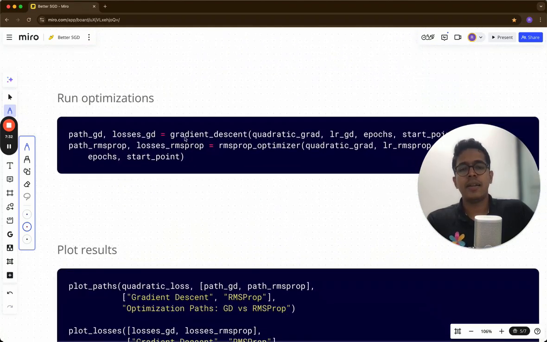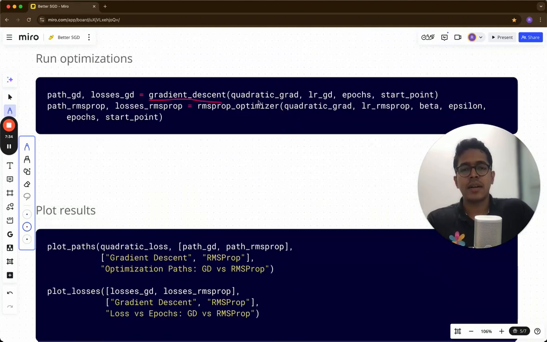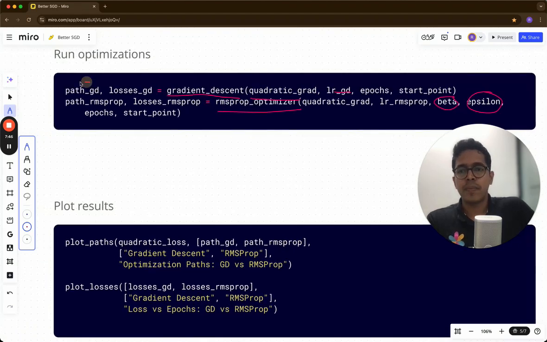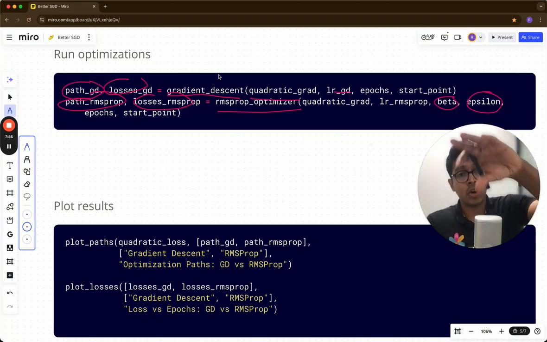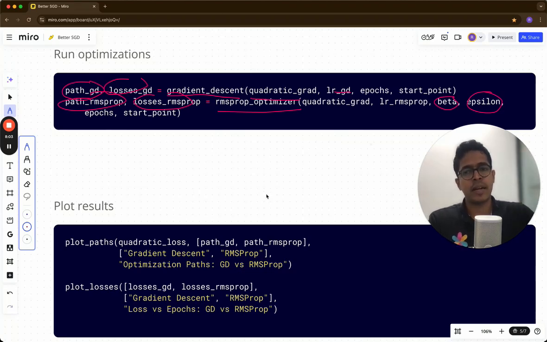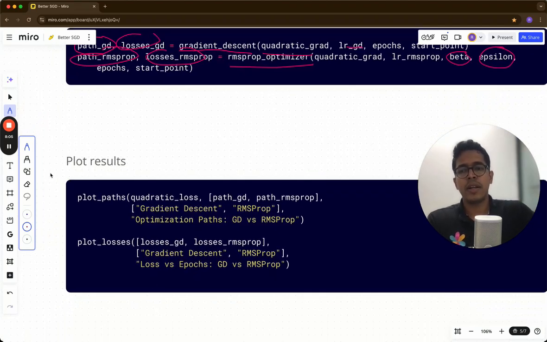Then we run the normal gradient descent with these input parameters, and we run the root mean square propagation optimizer, or that gradient descent also, with the same set of parameters, but in addition there will be beta and epsilon. And then we store the path and the losses for both of these, so that we can plot the path and compare how it looks for the normal vanilla gradient descent and RMSprop, and also plot the losses and compare that for these two different types of gradient descents. So this is the plotting the results part.